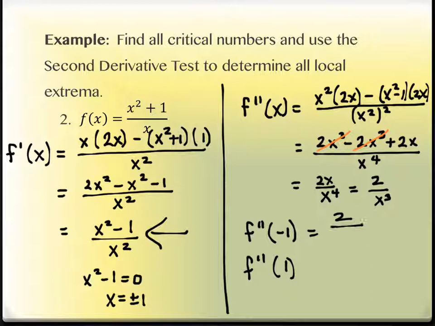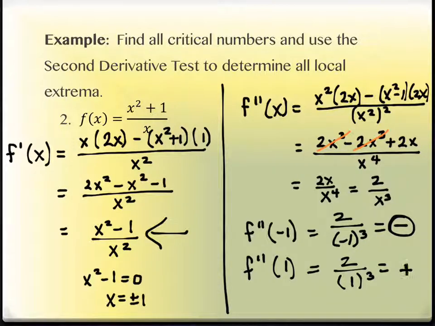So that means I'm going to take 2 over, and I'm going to plug in negative 1 and cube it. I'm going to do 2 over, and I'm going to plug in positive 1 and cube it. And what I really care about is what? The sign. Do I get a positive or do I get a negative? So what happens on the first one? The second derivative at negative 1. That one's negative because I've got 3 negatives on bottom. How about the second derivative at positive 1? That's a positive.